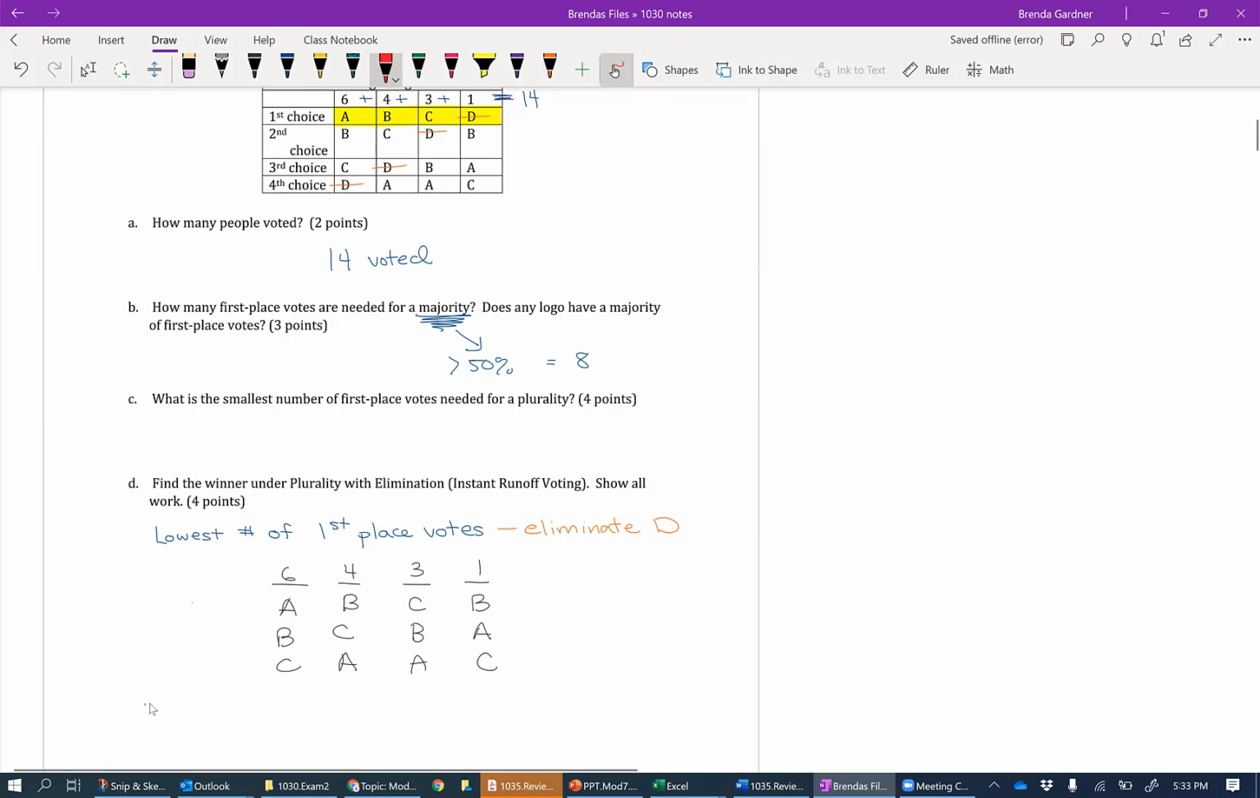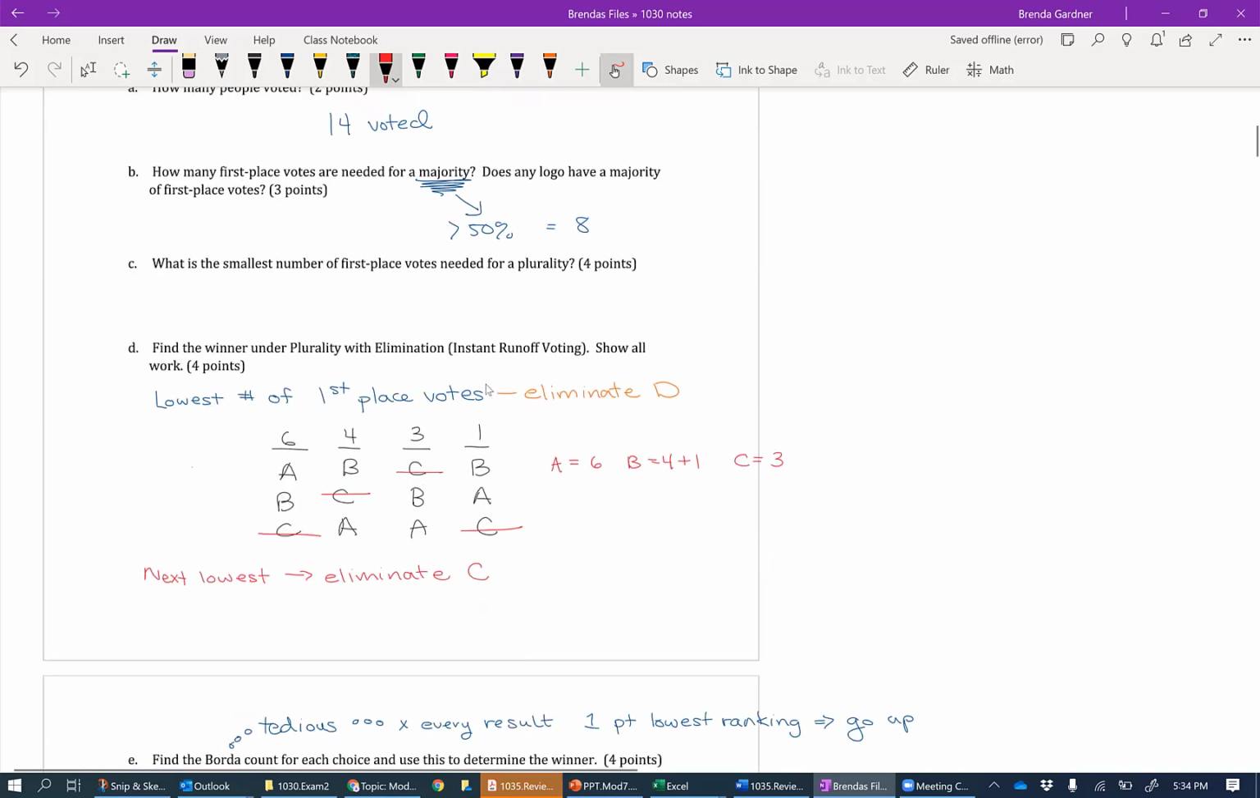So the next lowest first place is, let's see, A has 6. B now has 4 plus 1, right? Because they got 1 more with D being eliminated. And C has 3. So you're going to eliminate C, right? So C gets all removed from the columns.